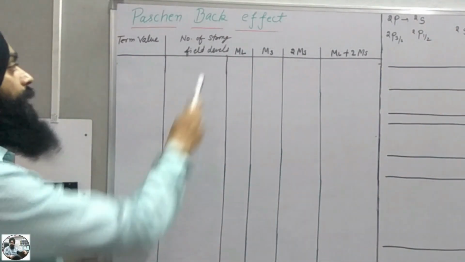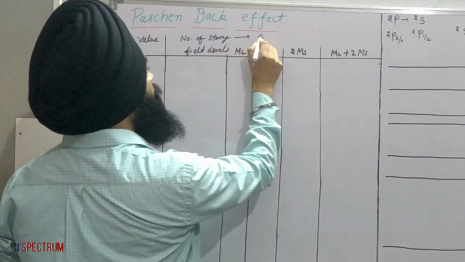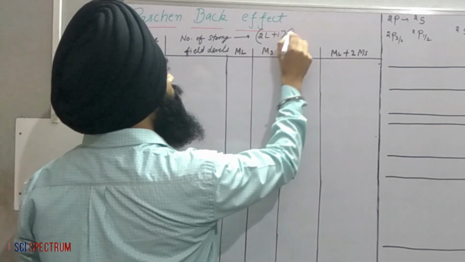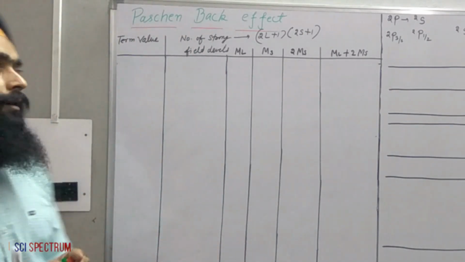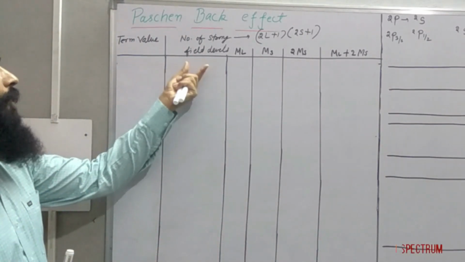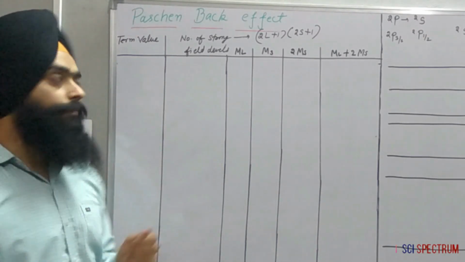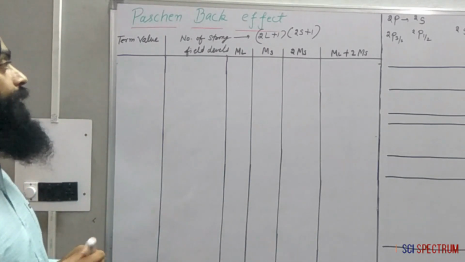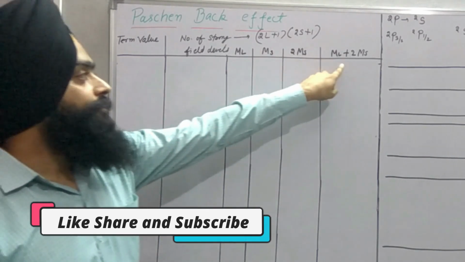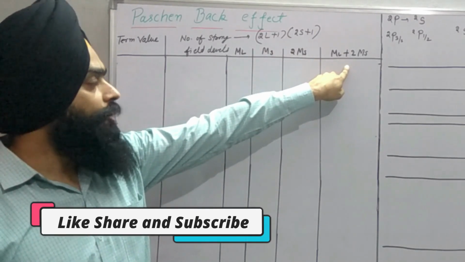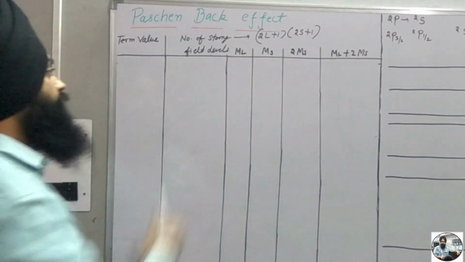Okay, so the number of strong field levels. The formula for the number of strong field levels is 2L plus 1 into 2S plus 1. This means how many levels are formed for a given term value, that is, the total number of levels formed for a given term value. This is the corresponding ml value, ms value. This is 2ms. Then we have the shift in Lorentz units, ml plus 2ms. This is the rule for the Paschen-Back effect.